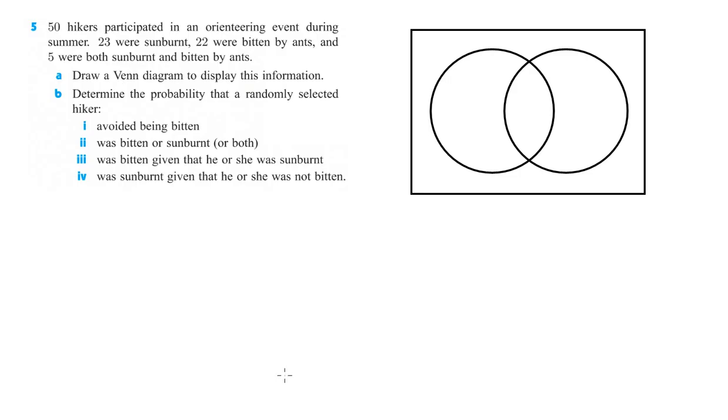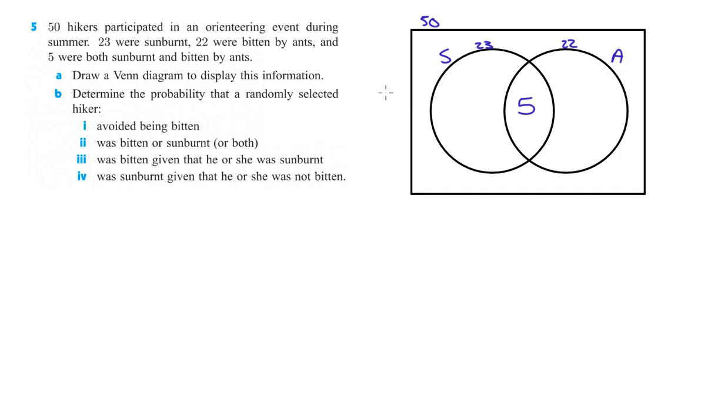Okay, next one to take a look at is number 5 here. 50 hikers participated in an orienteering event during summer. So there are 50 total hikers in this box. 23 were sunburnt, and there's 23 in this circle total, both of these regions. And then 22 were bitten by ants. So 22 were bitten by ants here. And 5 were both sunburnt and bitten by ants. So there's going to be a 5 in the middle there.